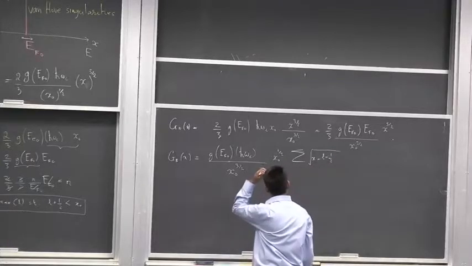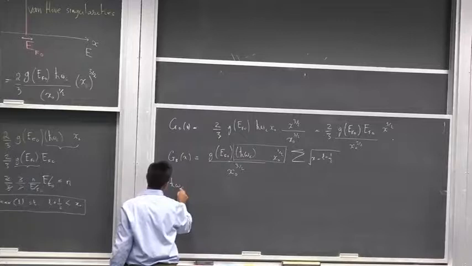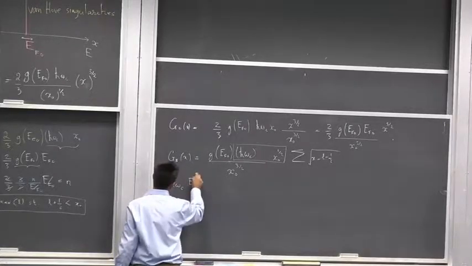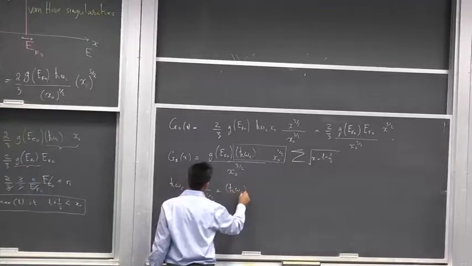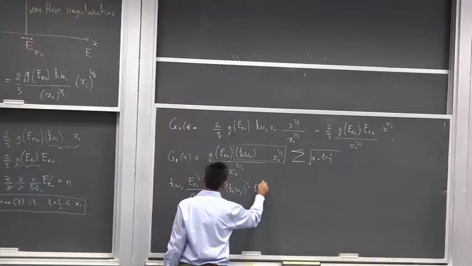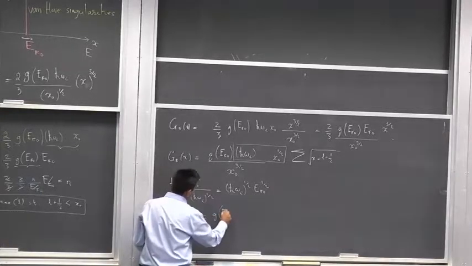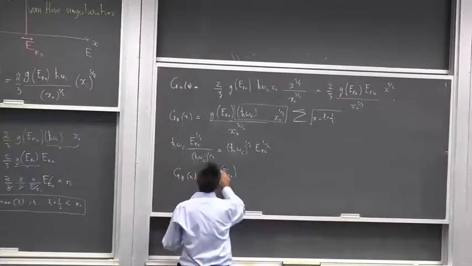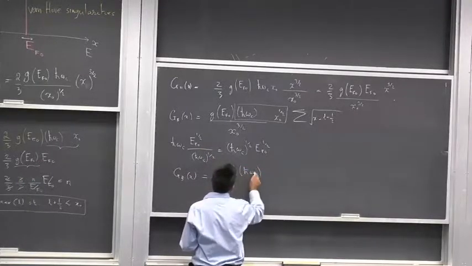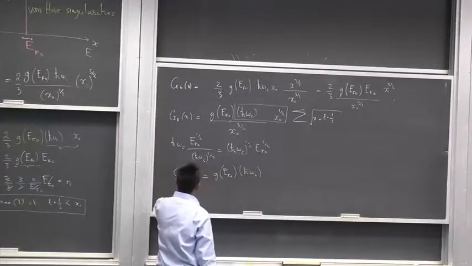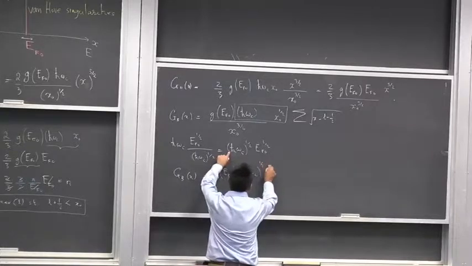Okay. So now I have to look at this object here. h bar omega_c x0 to the half: E_F0 to the 1/2, h bar omega_c to the 1/2 is h bar omega_c to the 1/2 E_F0 to the 1/2. This means that g_B(x) equals g E_F0 h bar omega_c, this thing equals E_F0.